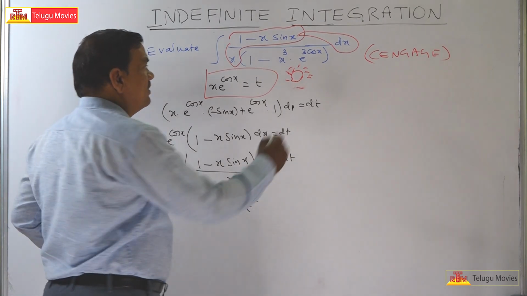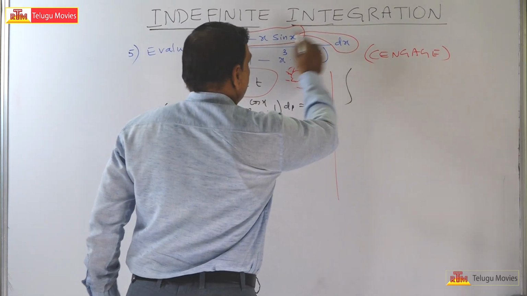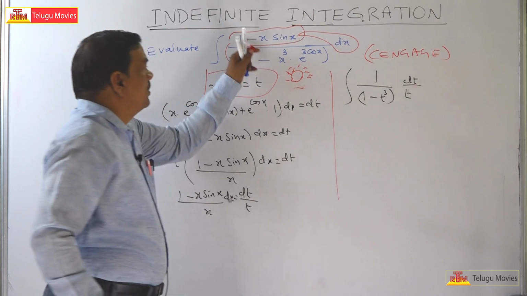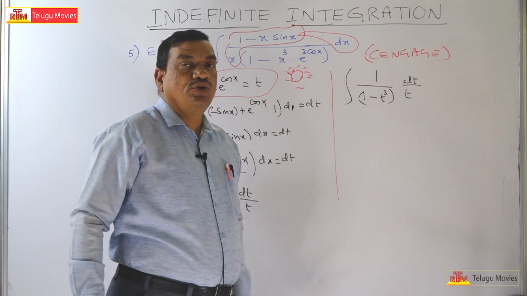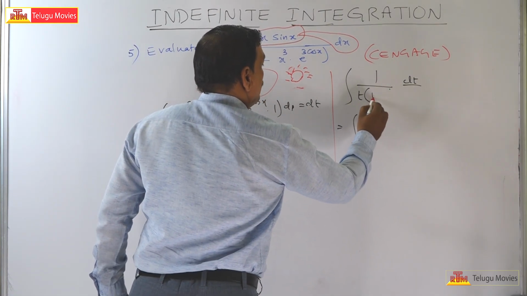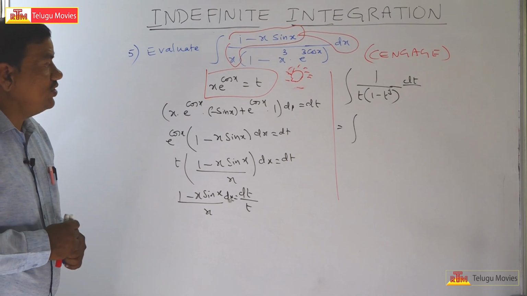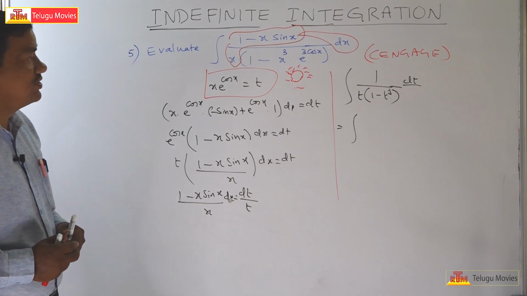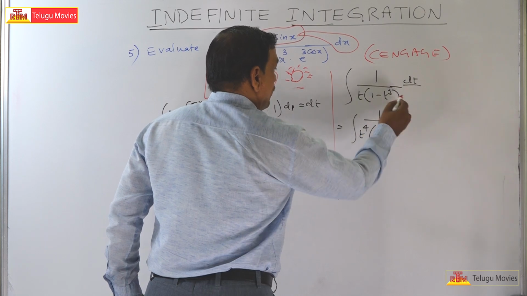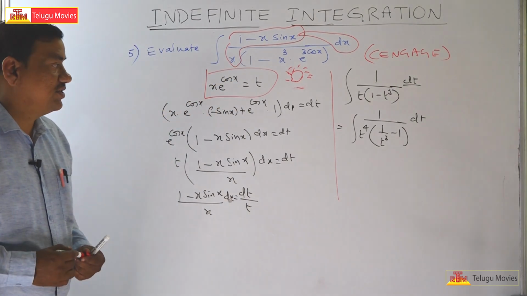Then how do we convert this problem? The integral becomes dt by t times 1 by (1 minus t cube). So this is 1 by t into (1 minus t cube) dt. Then how to proceed with this problem? Take t cube common outside. Let us check what happens. If I take t cube common outside, this is 1 by t to the power of 4, times 1 by (t cube minus 1) dt.